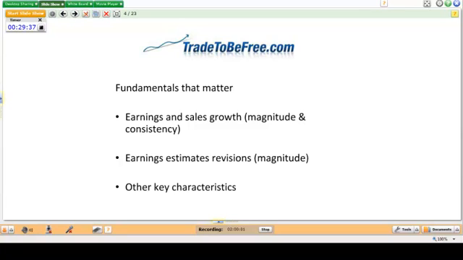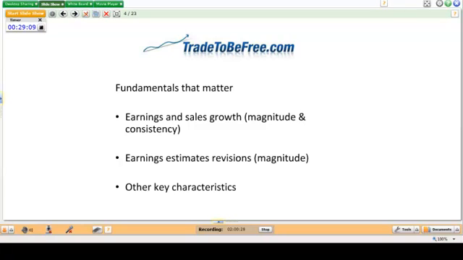Estimate revisions are just the estimates for the future, earnings estimates being revised either higher or lower. So that's what the term estimate revision means. And it's been proven that companies with rising estimates that tend to beat those estimates do better in the short term than the average stock.